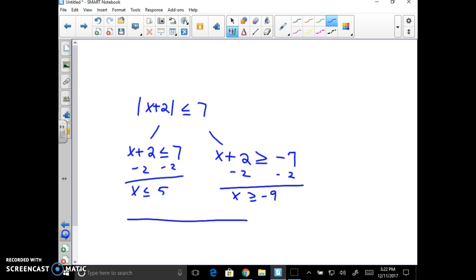So my inequality is, let's see, 5. See, that's 0. Hope my distances are a little bit better than this. But anyway, it's going to be greater than or equal to negative 9 and less than or equal to 5. So it's going to be between these two pieces right here. So we're going to say negative 9 to 5.